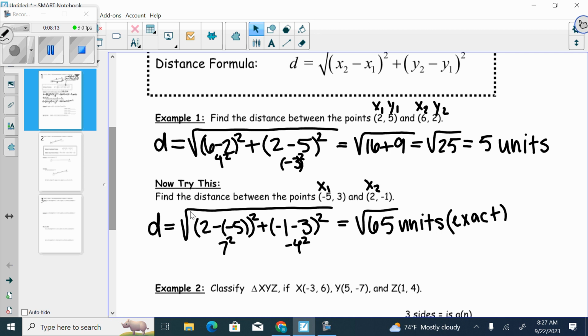If they were to ask you for the estimate, you could type square root of 65 into your calculator and give me the decimal. And approximately what would that be? 8.1, I believe, if we went 3 places, right? Okay, and this one would be our estimate answer.